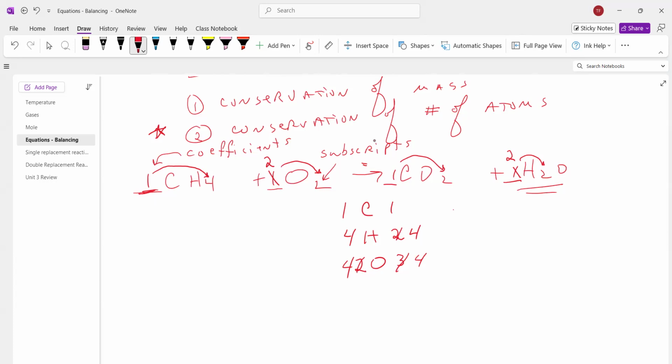And then the carbon dioxide, each one has 2 oxygens. So 2 from the carbon dioxide and then 2 from the 2 waters gives us 4 total. That makes sense?